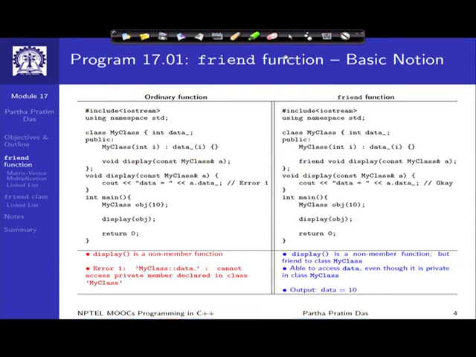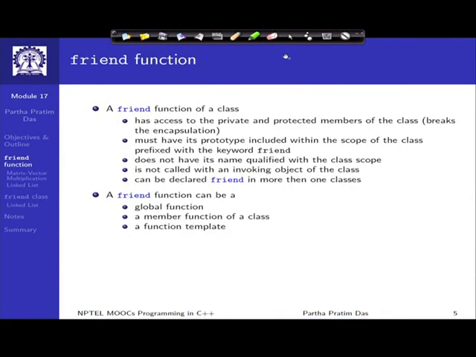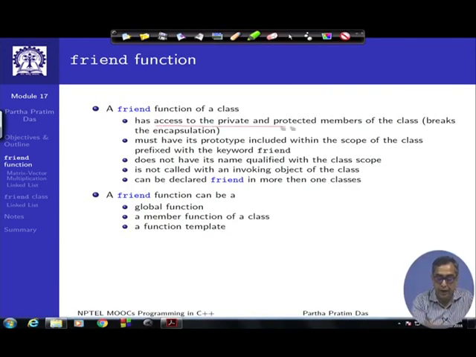So, with this let us see a formal definition of what a friend function is. A friend function of a class has access to the private and protected members of the class. That is, it can break the encapsulation. We have still not discussed what protected members are, but hold that for a while. When we discuss that, this will become clear, but they are pretty much like the private members.